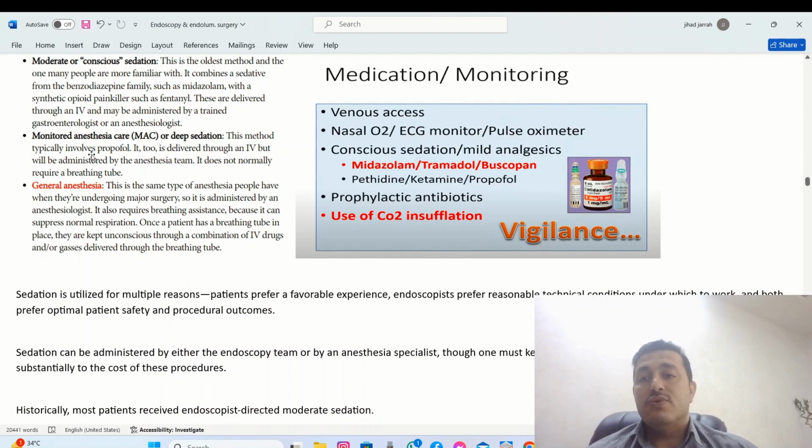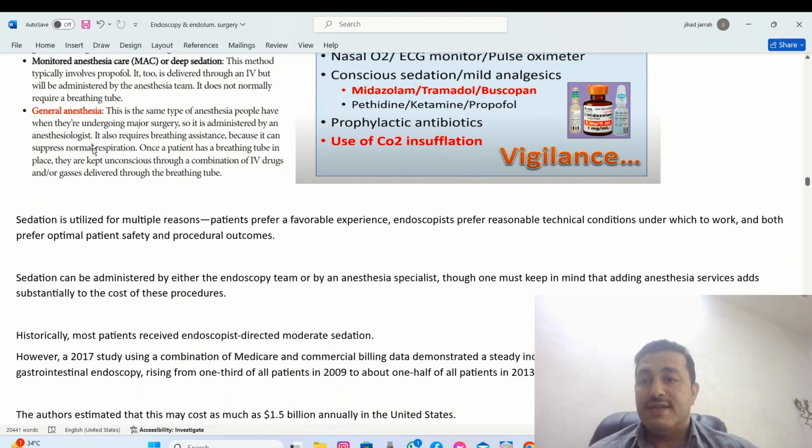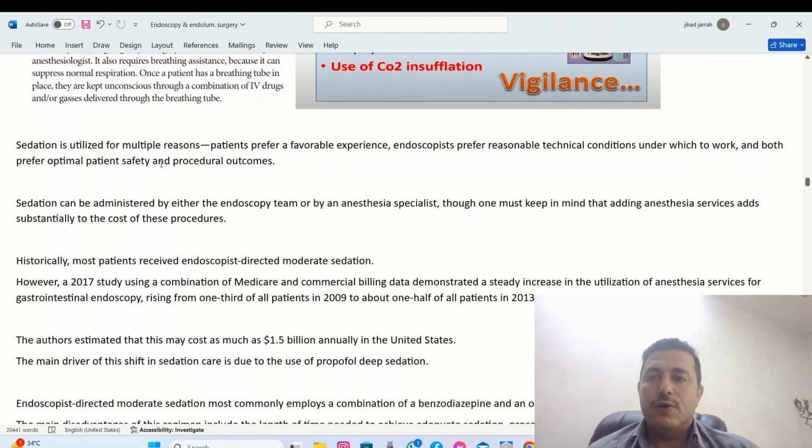So deep sedation means that we start to use propofol, and general anesthesia means definitive endotracheal intubation or securing the airway, and this is the third step in our sedation. Of course, sedation has multiple benefits. It gives a better patient and doctor experience, and also gives us a better outcome.